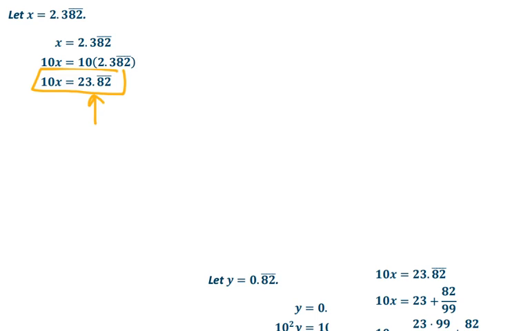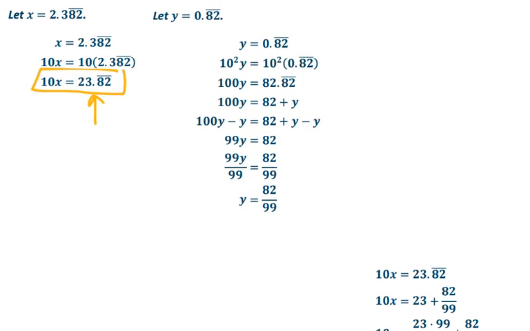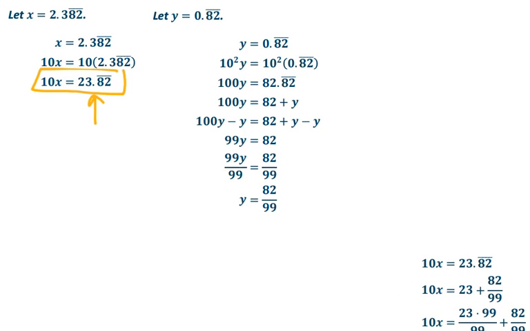Now let's pull up one of these pieces I promised you. And let's focus on sorting out that 0.82. It's going to be important. So I'm going to let y, this is one of those places where I get to define things, be equal to just that 0.82. So y is equal to 0.82 repeating, and I'm going to multiply by 10 squared, or 10 to the second power. And when I do that to both sides of the equation, I have 100y equal to 82.82, and the 82 is repeating.